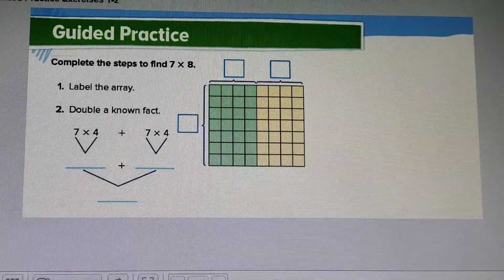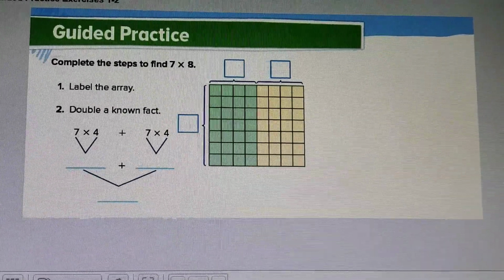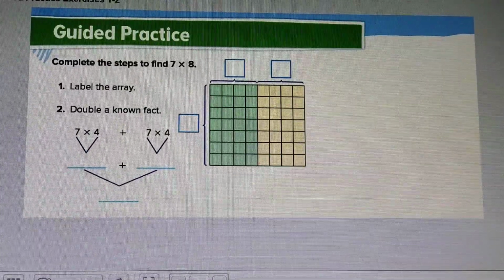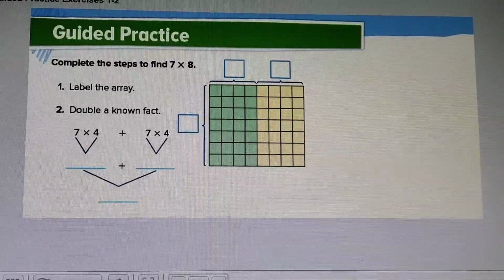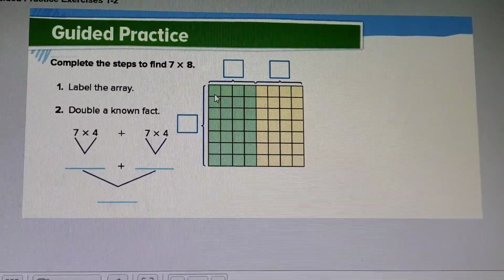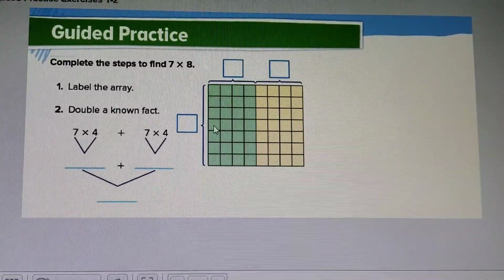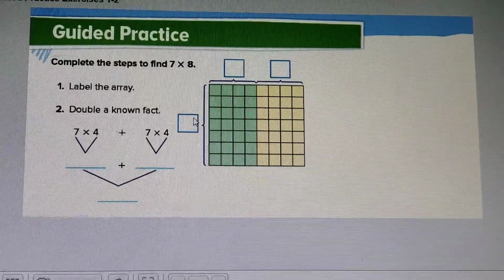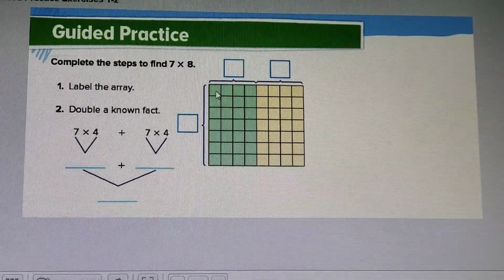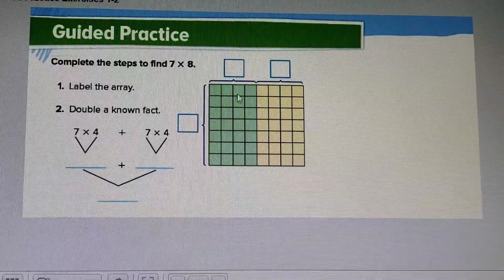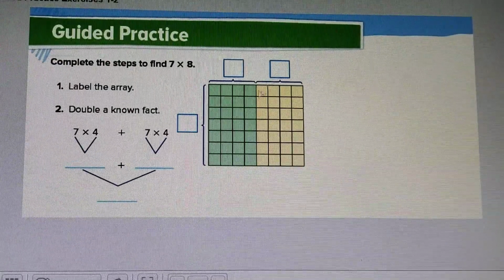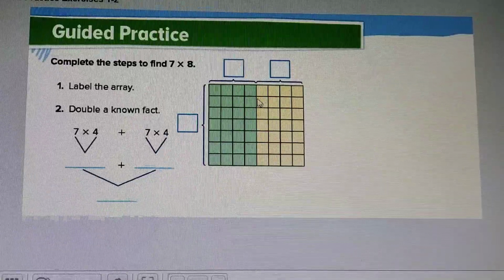Guided practice. Complete the steps to find 7 times 8. Label the array. So let's do that. How many rows do we have? 1, 2, 3, 4, 5, 6, 7 rows. So 7 times how many in each row? 1, 2, 3, 4 times 4. 7 again times 4 we have here in pink.